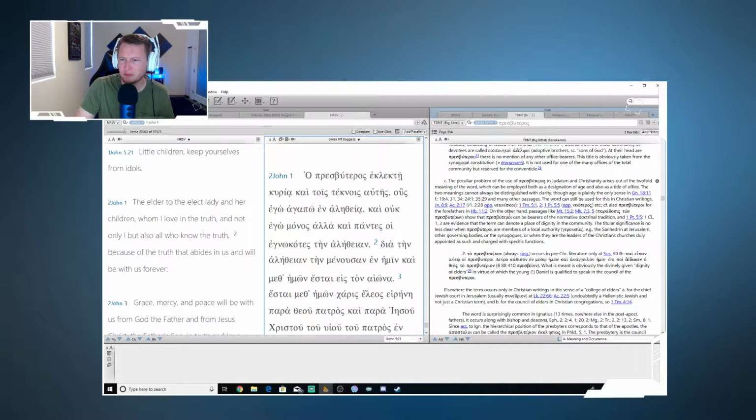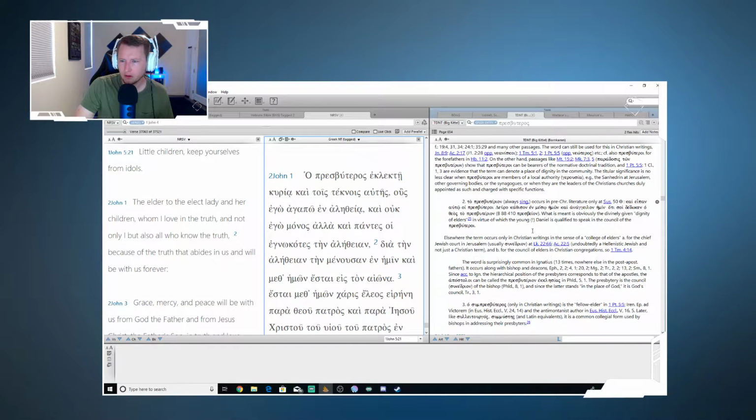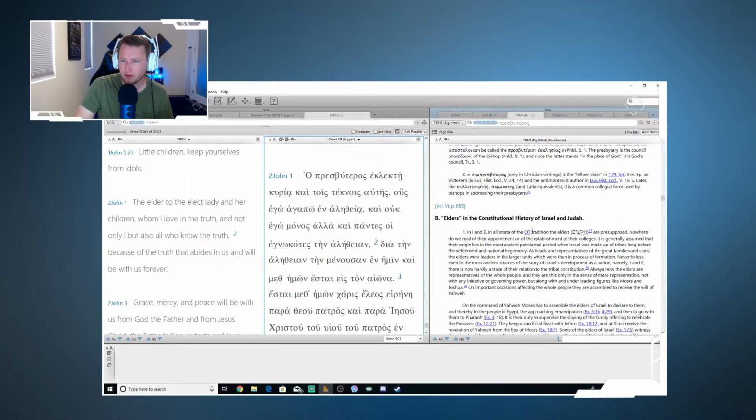The peculiar problem of the use of presbyteros in Judaism and Christianity arises out of the twofold meaning of the word, which can be employed both as a designation of age and also of a title of office. The two meanings cannot always be distinguished with clarity, though age is plainly the only sense in Genesis 18, that would be in the Septuagint. The word can still be used for this in Christian writings: John 8:9, Acts 2:17, 1 Timothy 5:1, 1 Timothy 5:2, 1 Peter 5:5. Second John is not listed there at all.